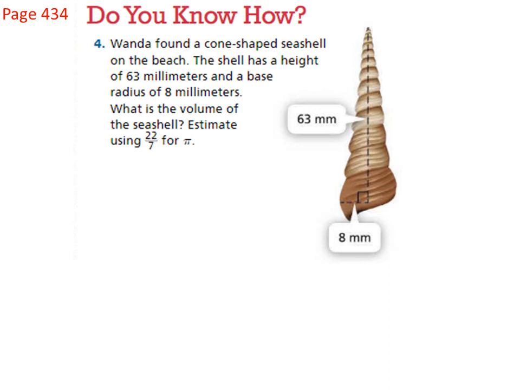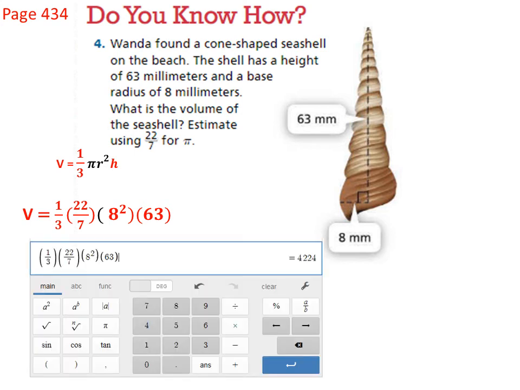This is a direct question. We have the radius length of the base. We have the height. So, remember, write down the formula. V equals 1/3 pi r squared h. Use 22 over 7 for pi. Use 8 for r. Use 63 for h. Substitute now. Now, simplify. Use your calculator to find out the answer. It will be 4,224 cubic millimeters.